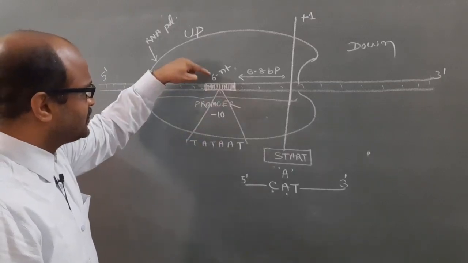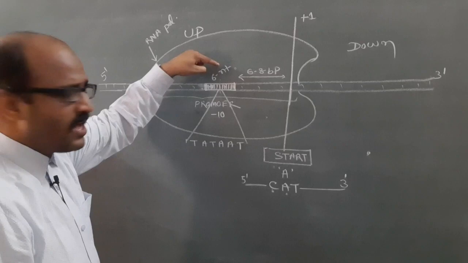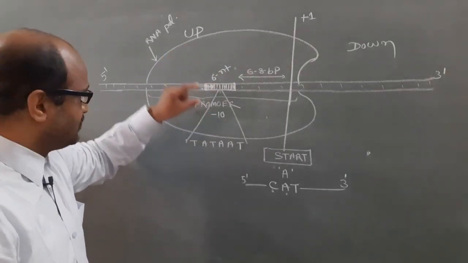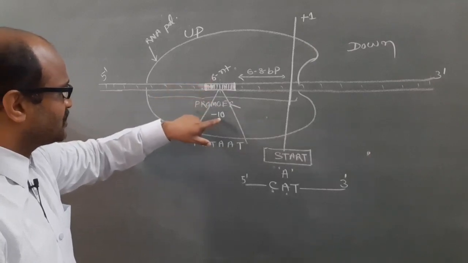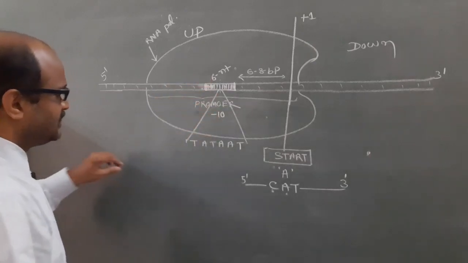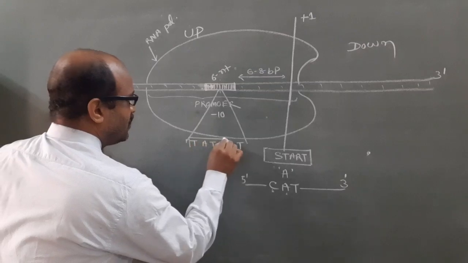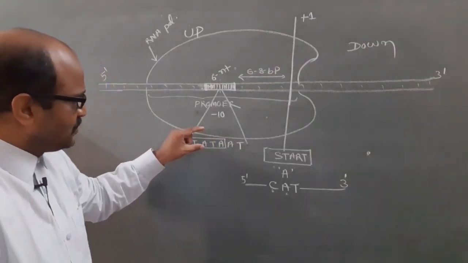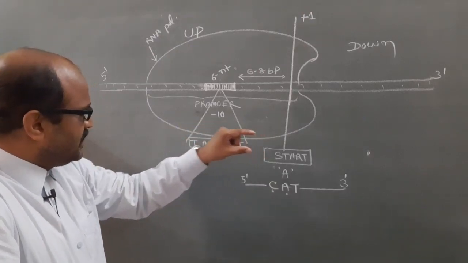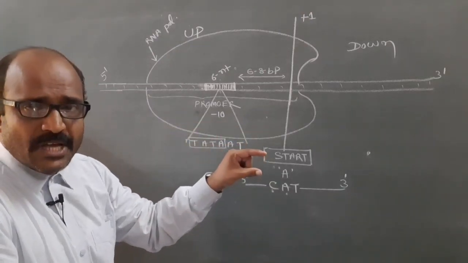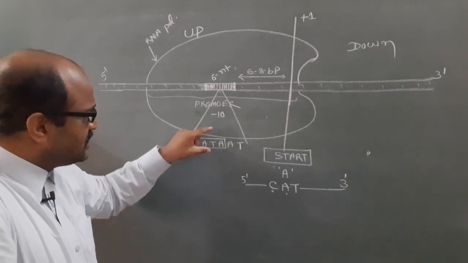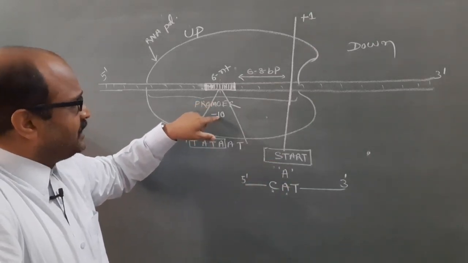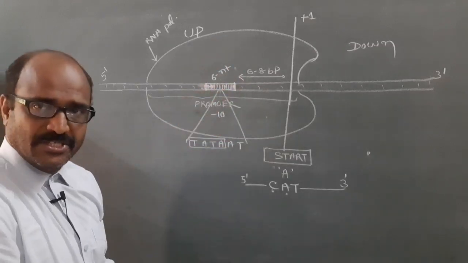That's why this 6-nucleotide hexameric region at the -10 site of the DNA is known as the TATA box. In the case of prokaryotes, the TATA box is known as the Pribnow box, after its discoverer. So this TATA box is one of the components of the promoter region.